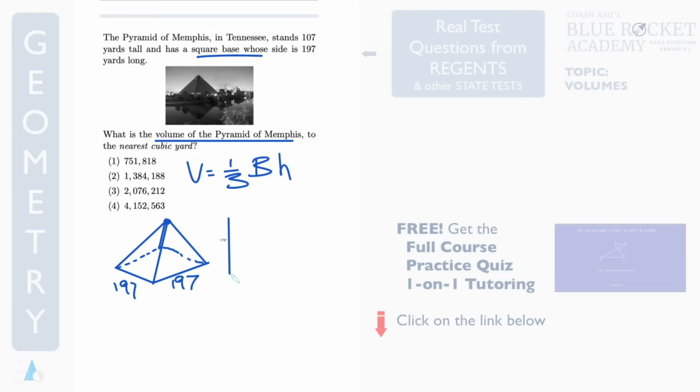The height is also given. The height is 107. So let's just plug that in here. Very easy. You just plug it in. You get volume is equal to 1/3 the base, and this is the height, 107 over here.